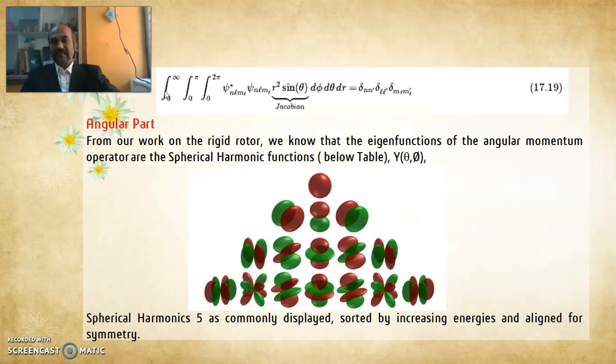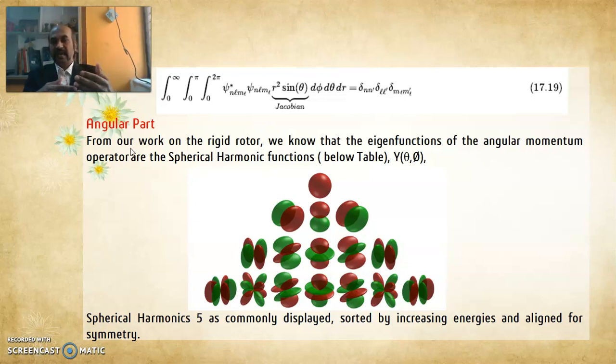The triple integration from 0 to infinity, 0 to pi and 0 to 2 pi of psi star of n l m_l into psi of n' l' m_l' into r square sin theta d phi d theta dr is equal to delta of n n' into delta of l l' into delta of m_l m_l', where r square sin theta is the Jacobian, and we'll name the whole expression equation 19.